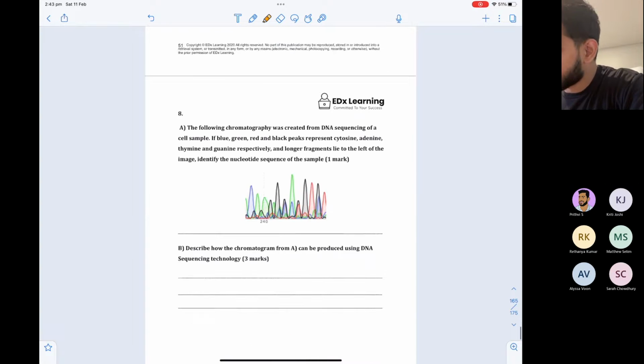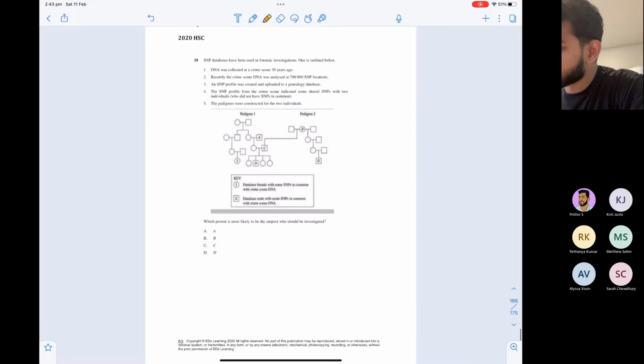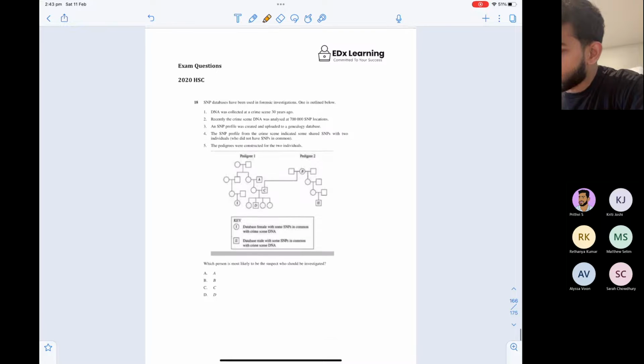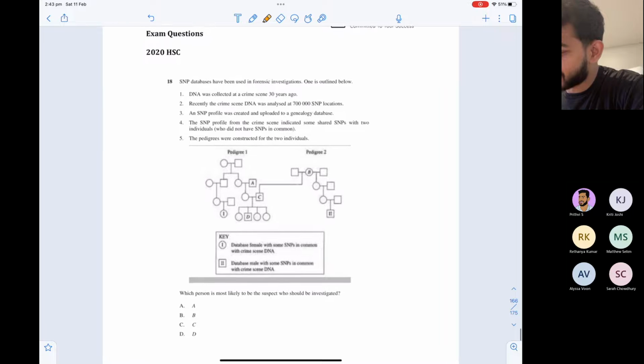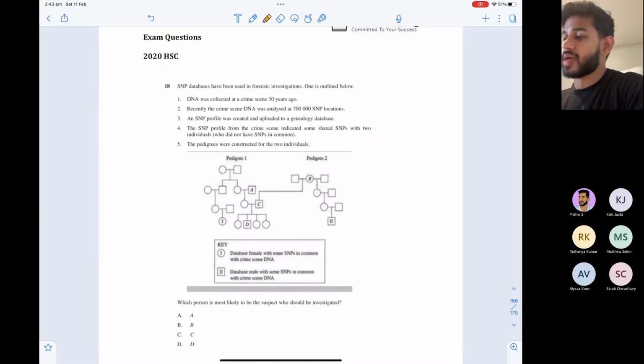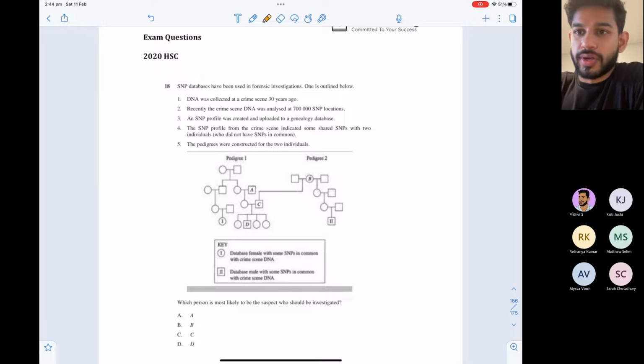So, I'll get you guys to all go to in your notes. Actually, I'd like you to do this question first. This question was a pain. 2020 HSC, SNP question with a pedigree. I'm going to give you all about 2 minutes. Treat this like your trial exams. This is question 18. Have a read and we'll talk about it.